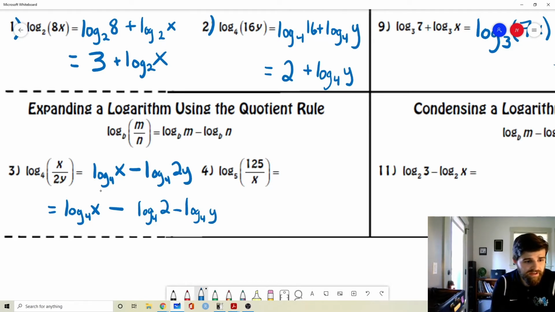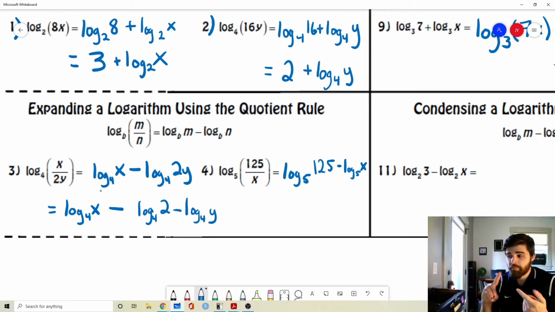Okay, finally I've got log base 5 of 125 over x. So again, I'm going to split this up. Log base 5 of 125 minus log base 5 of x. Okay, so I got 5 to some power gives me 125. 5 times 5 is 25, times 5 again is 125, so that's just 3.